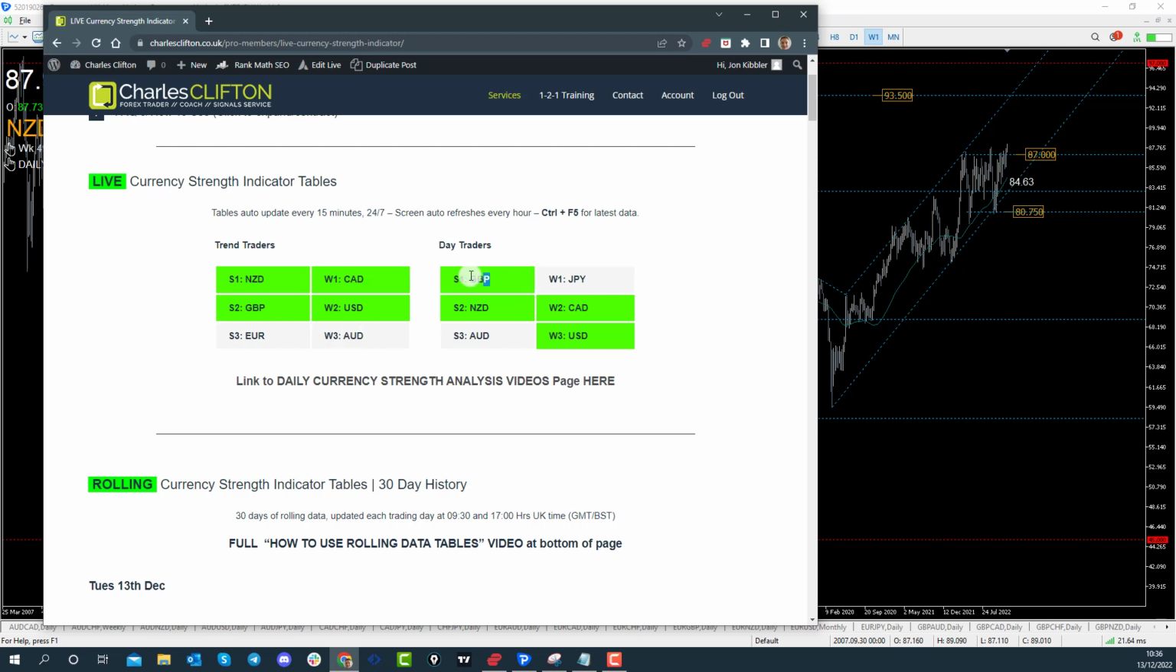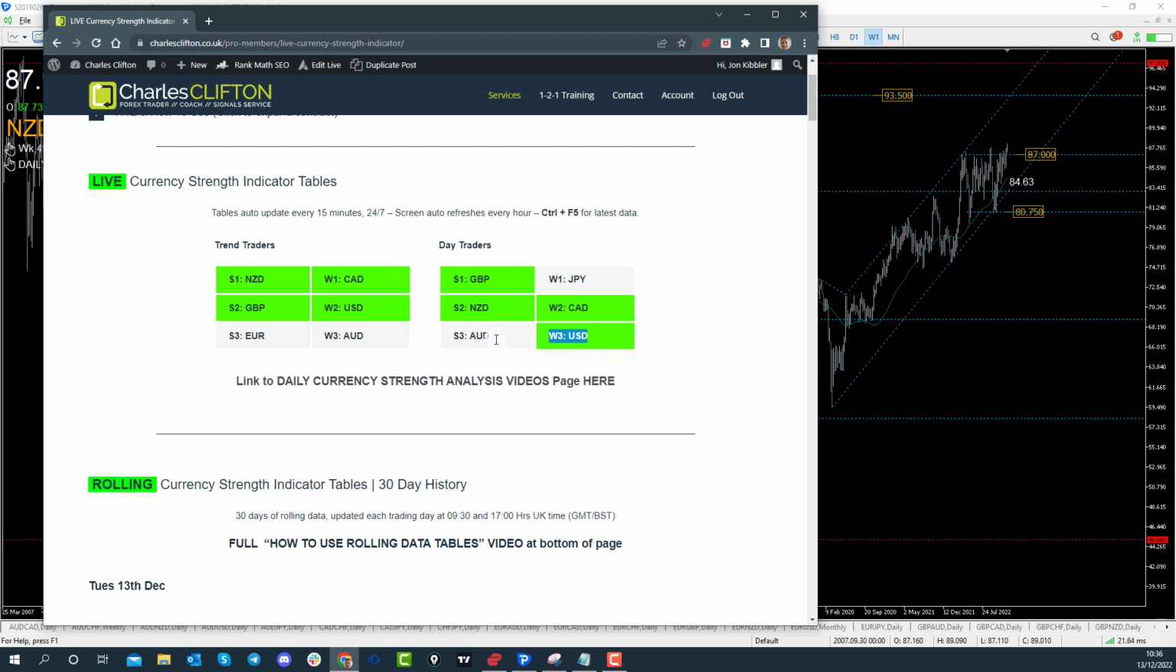On the day traders, the pound is the strongest currency, followed by the New Zealand dollar as the second strongest, followed by the Australian dollar as the third strongest. On the weak side of the table, we've got the Japanese yen, followed by the Canadian dollar at W2, followed by the US dollar W3.